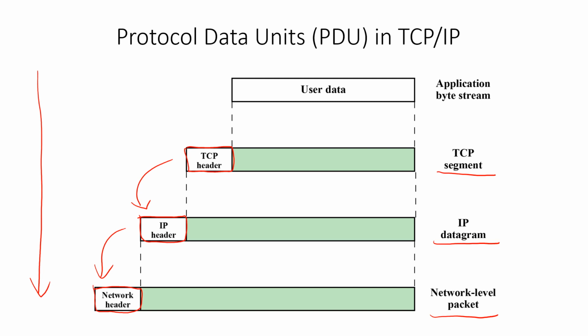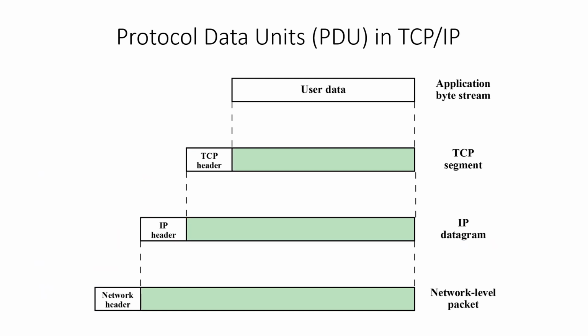Now, when data is received at host B, the reverse process occurs. So now, instead of going down, we are going up the diagram. At each layer, the corresponding header is removed, and the remainder is passed on to the next higher layer. So this continues until the original user data is delivered to the destination process.